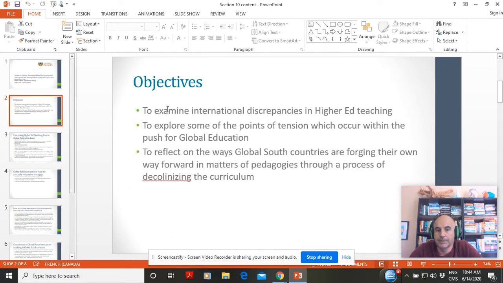So what are the objectives today? We're going to look at some of the discrepancies in higher education teaching. We've looked very much at certain philosophies, but we're going to see these philosophies are not necessarily shared around the world. So we have to be aware of these discrepancies when we welcome international students or when we ourselves as instructors travel overseas. We can explore some of the tension which has occurred as the push for global education has taken place in higher education, and then we will look at and reflect on the way global South countries are forging a new way forward in matters of pedagogy through a process of decolonizing the curriculum. Okay, so this will all become clear as we unfold.